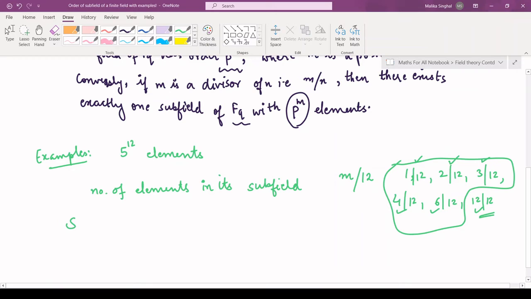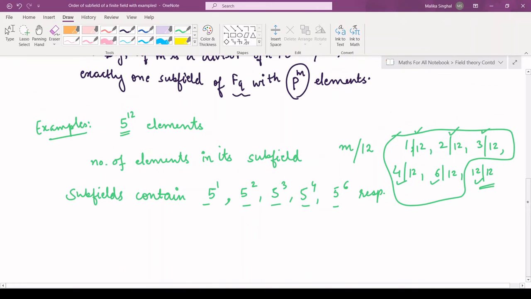Therefore, its subfields contain, here the prime number is 5, so 5 to the power 1, 5 to the power 2, 5 to the power 3, 5 to the power 4 and 5 to the power 6 elements respectively. So we have 5 subfields, each containing these number of elements within themselves. So this is one such example. See how simple this result makes things, right?